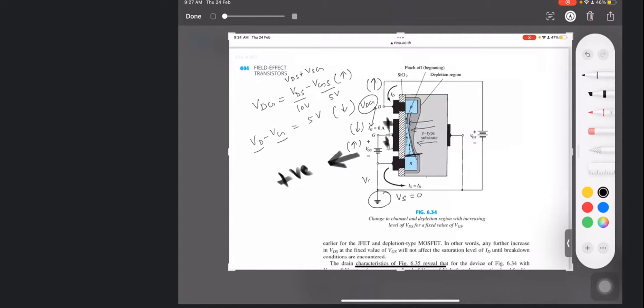ओके, तो VGS वो सेम रहेगी, बट ड्रेन वाली साइड को इम्पैक्ट इज वेरी लेस. That's why if you see the channel here, that is more towards the source and less towards the drain. This region is called as pinch off.